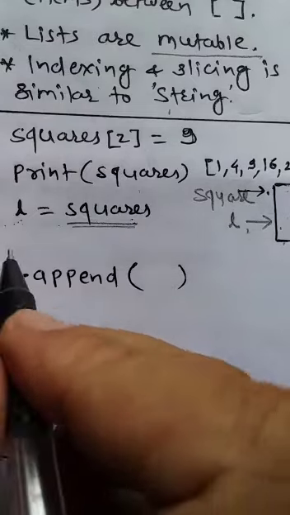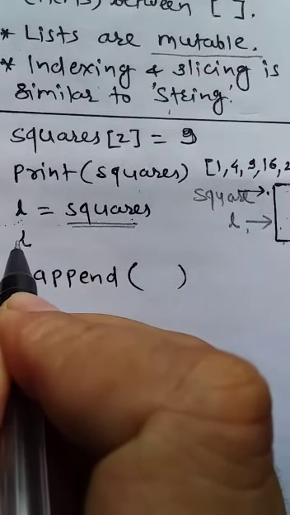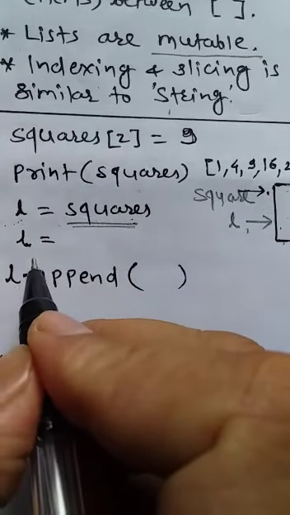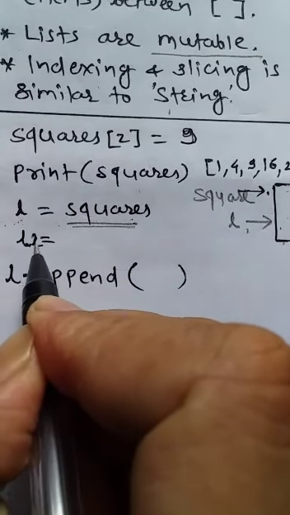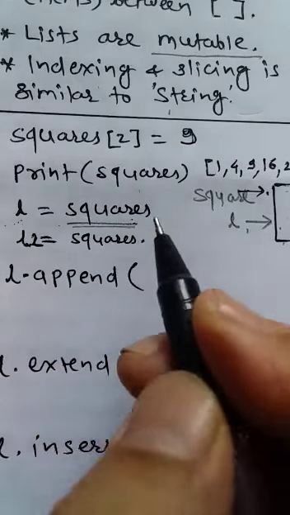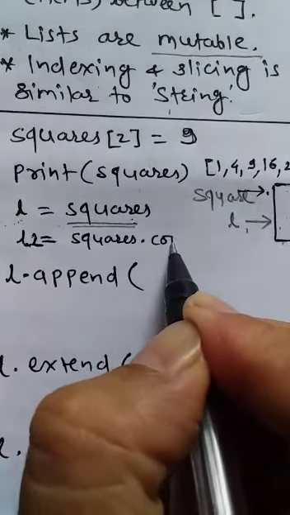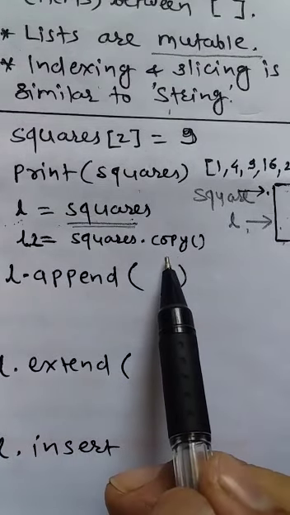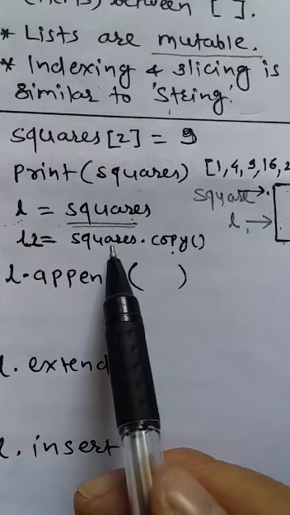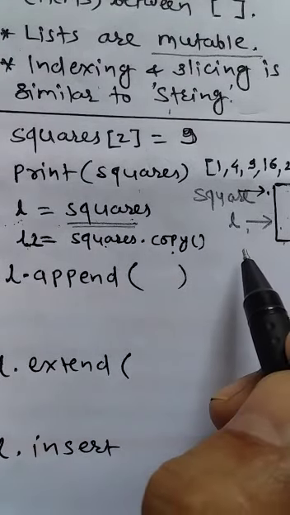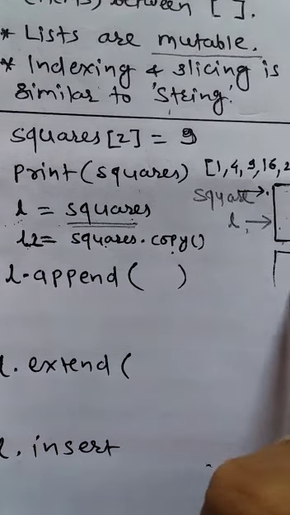Now if I am writing here L, or L we have already used, so we'll use L2. L2 is equal to squares dot copy. Now one list function is there, copy. So what will this list function do? It will copy the same list squares into another list. So what we will get here? I am showing here that now we have another copy of that list.